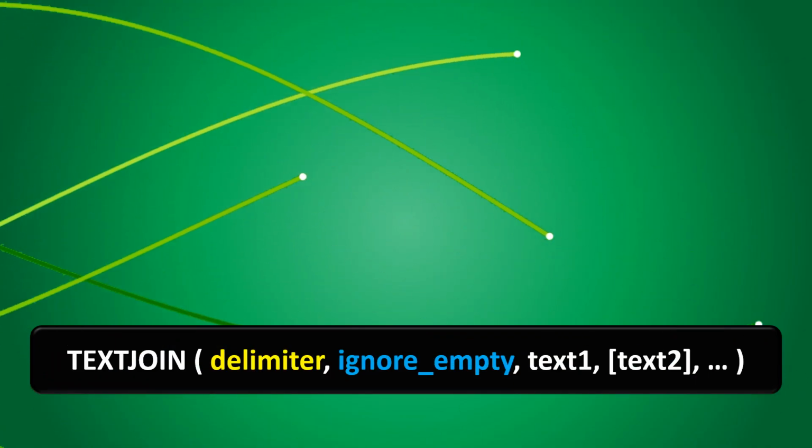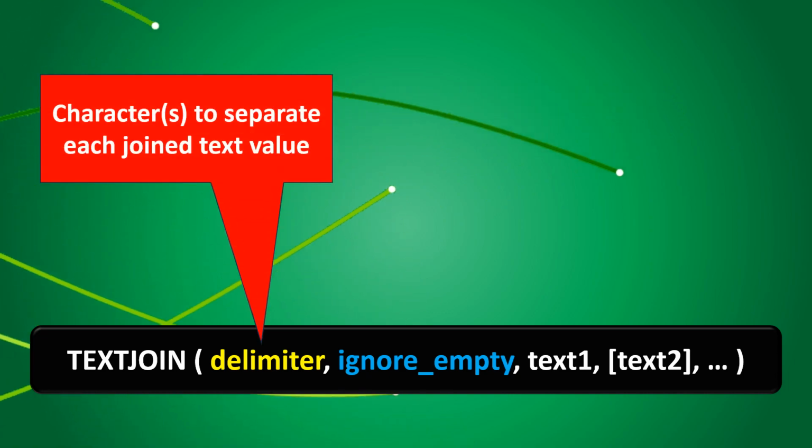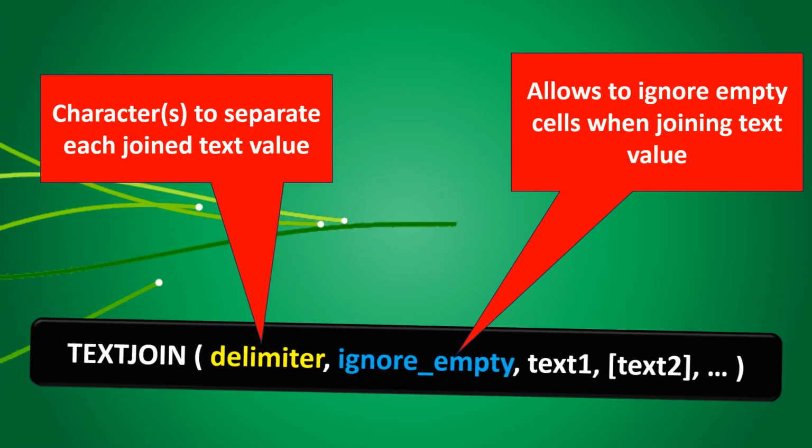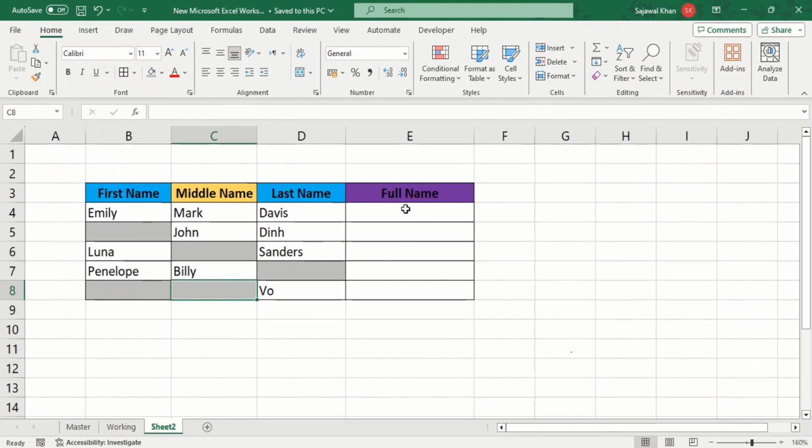A more efficient function to join text with space, while empty cells are ignored. The sample data has some empty cells.